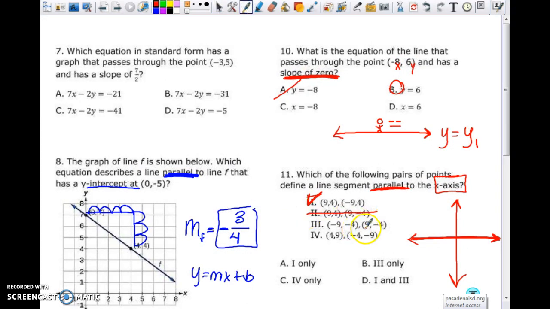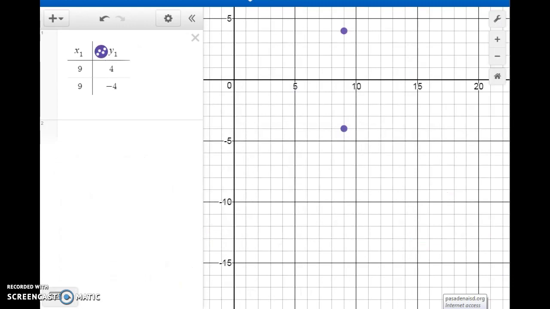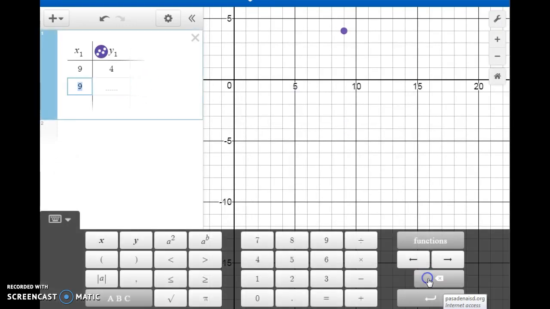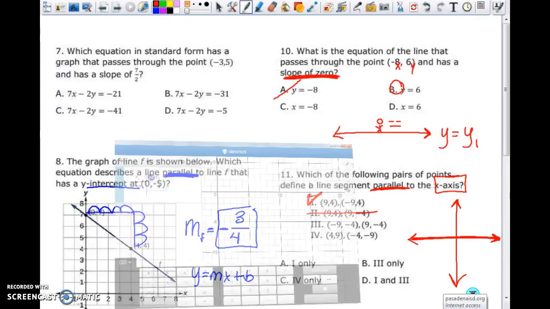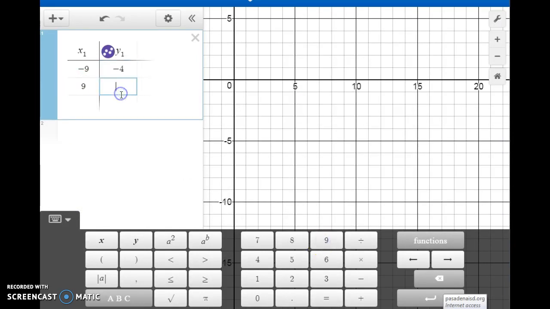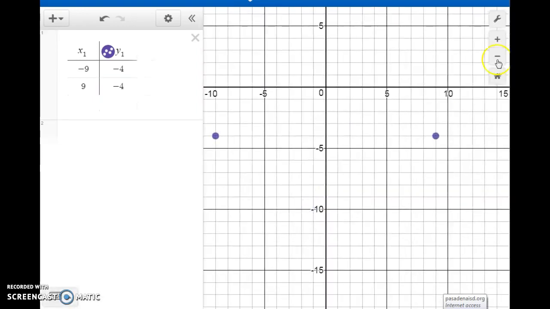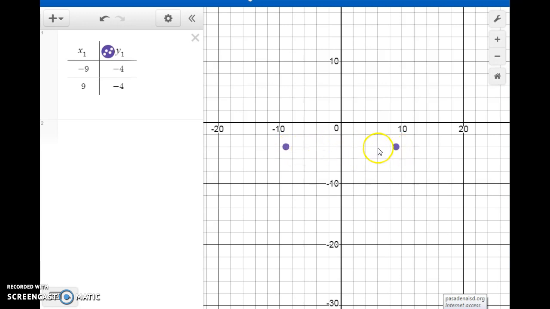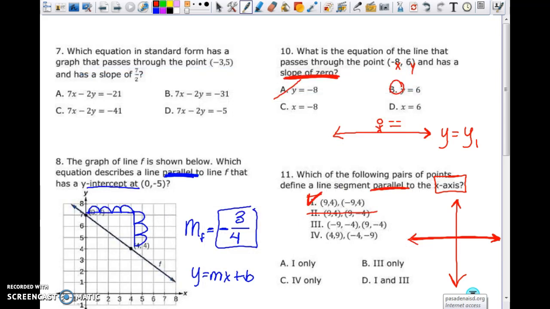What about -9, -4, and 9, -4? So -9, -4. Clear these out over here. -9, -4, and then 9, -4. So these points here, let's zoom out a little bit. Again, if I connected these points, that would also be a horizontal line, just like the x-axis. So those also would be parallel to each other. So this would work.